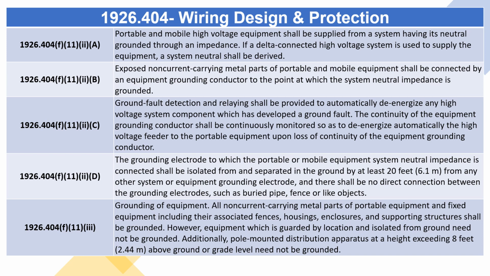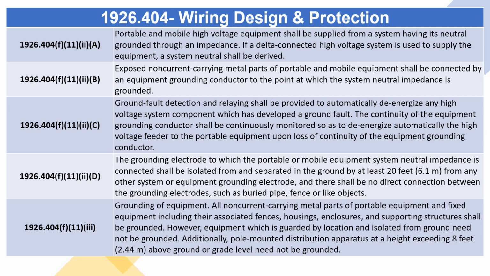1926.404 F11 2c. Ground fault detection and relaying shall be provided to automatically de-energize any high-voltage system component which has developed a ground fault. The continuity of the equipment grounding conductor shall be continuously monitored so as to de-energize automatically the high-voltage feeder to the portable equipment upon loss of continuity of the equipment grounding conductor.